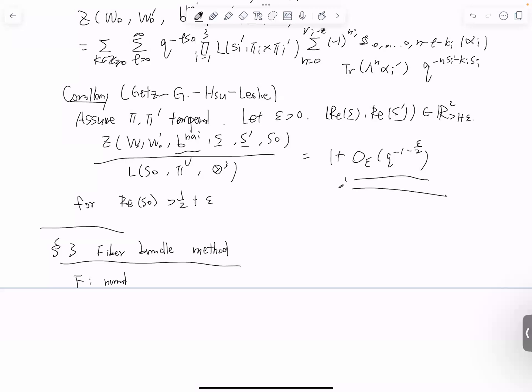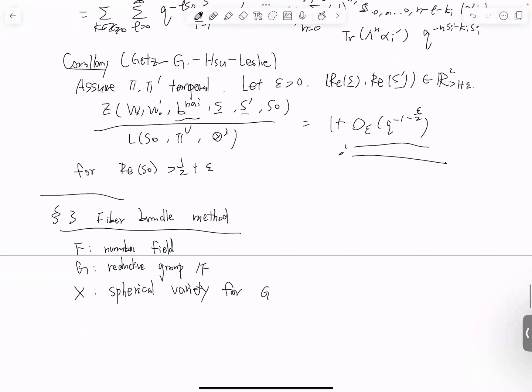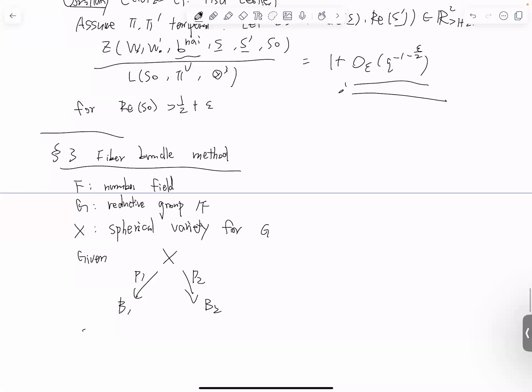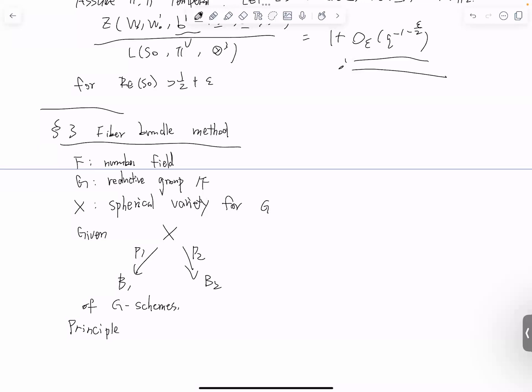I denote F to be a number field and G to be a reductive group over F, and X to be a spherical variety for G. So if you are given X and two projection maps P1 and P2 of G-schemes, the principle of this fiber bundle method is that if we can prove the Poisson summation conjecture for the fibers of the projections, we can prove the Poisson summation conjecture for X.